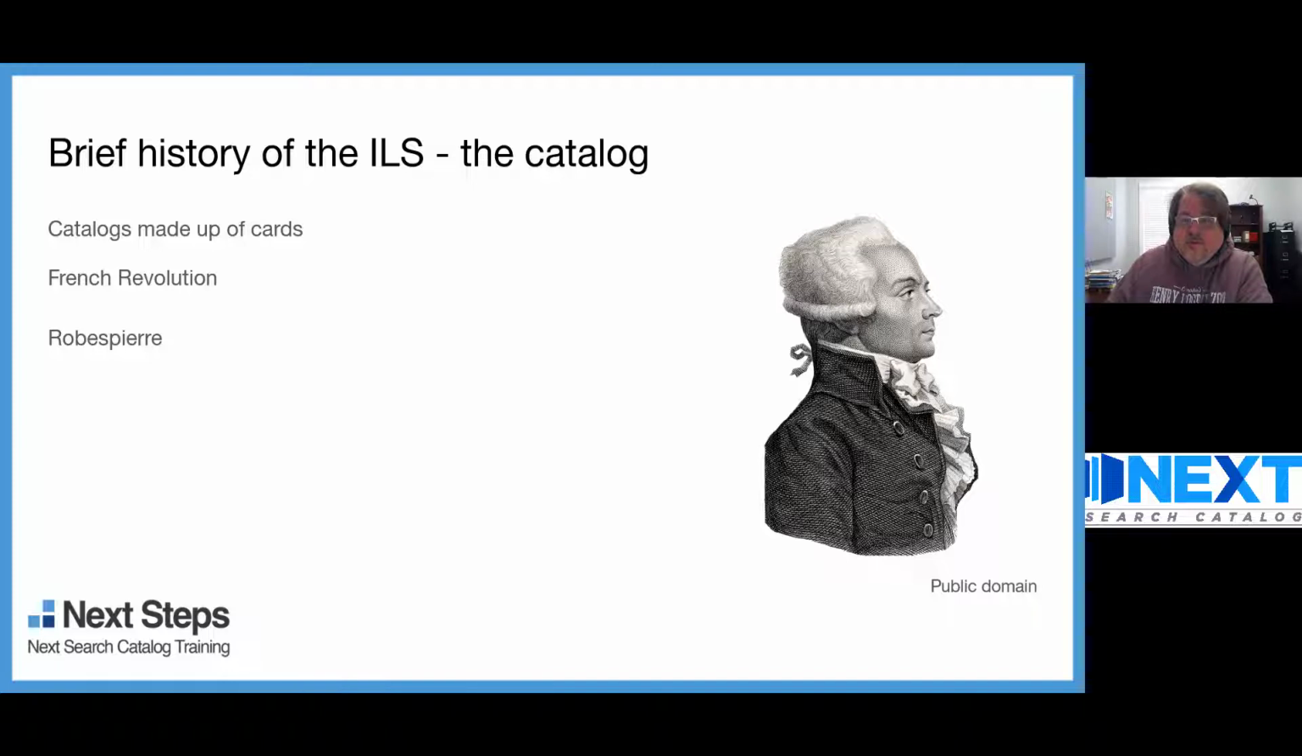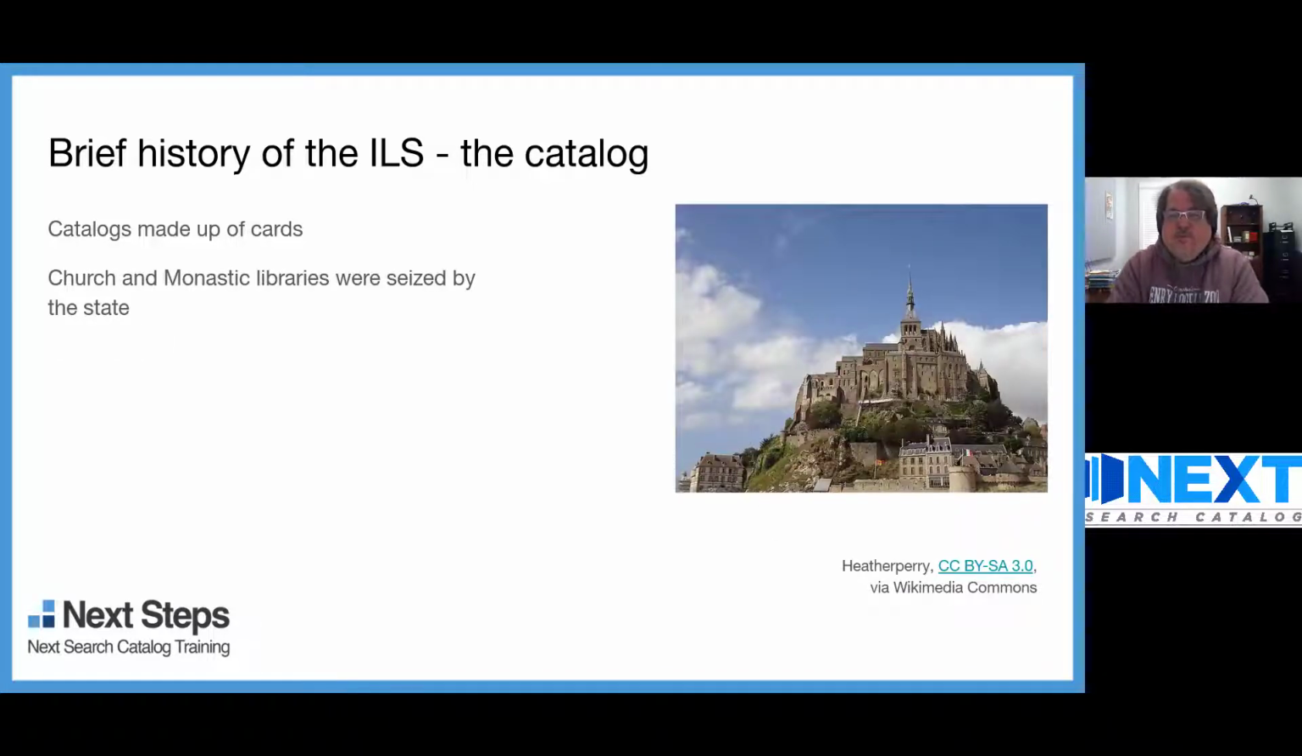And one of the things that the new government did was that they seized property from the church and from a lot of rich people, especially the rich people that were being executed. So in 1794, I believe it is, the French government seizes all of the property of the Catholic Church, including the libraries. So this is the library, this is the monastery at Mont Saint Michel, and like all the other French libraries, their property was seized, and all of the books were seized.